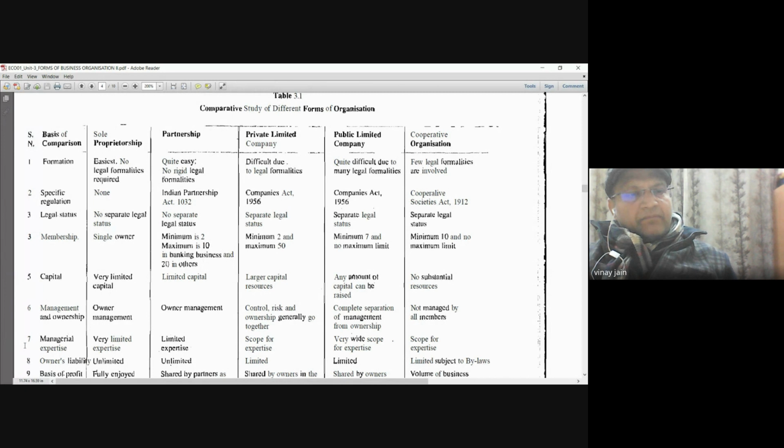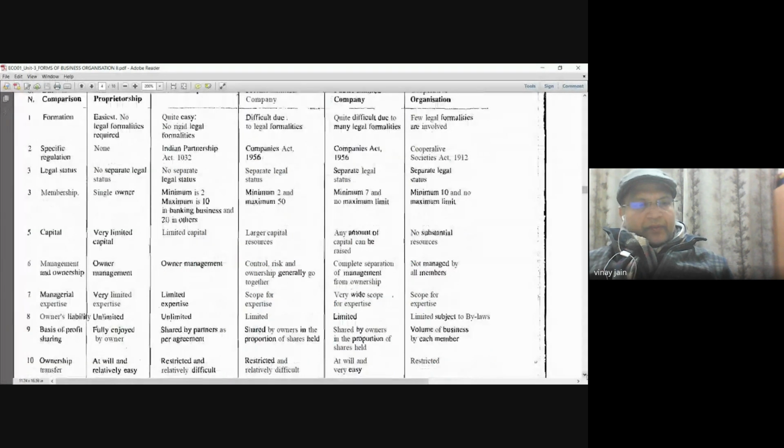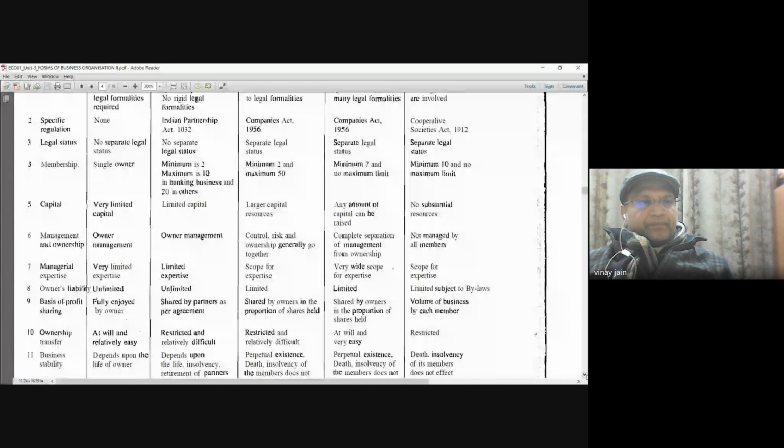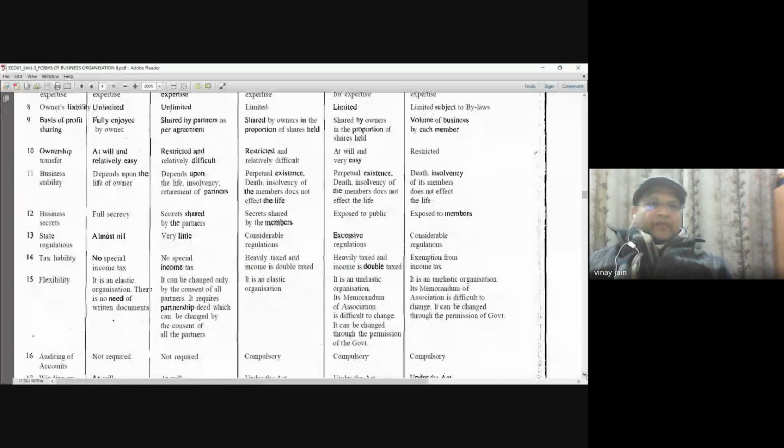Then seventh is managerial expertise: very limited expertise, scope for expertise, very wide scope for expertise, scope for expertise. Then the eighth point says about the owner's liability. Under sole proprietorship, it is unlimited, and partnership unlimited. Then company form of organization, limited. Then for cooperative, limited, subject to bylaws.